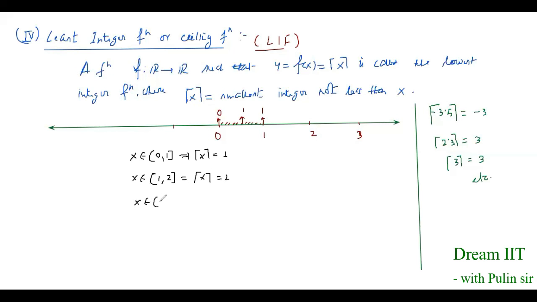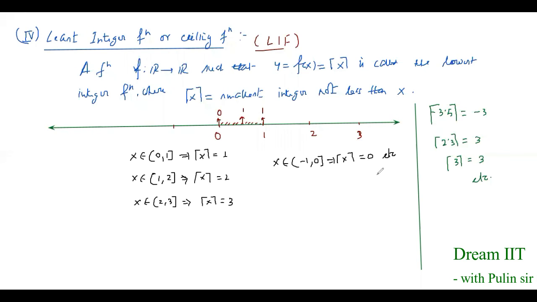x belongs to (2,3] gives you 3. In a very similar way, if you talk about negative values also, say -1 to 0, then you are going to return this value as 0, and so on. Now we will take the help of these things for drawing the graph. Please see this, and once you finish it, let me know.